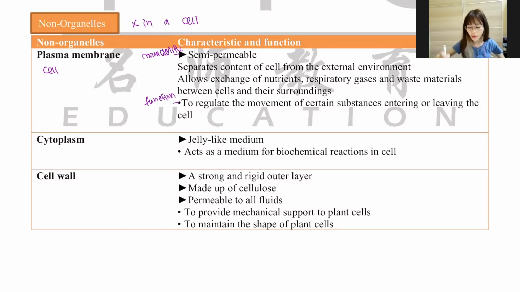It says plasma membrane, it is semi-permeable. What is the function of a cell membrane that you've learned previously? Cell membrane is to allow substances to move in and out of the cell, right? We call it a cell membrane. It's the same, guys. When it comes to biology, whatever you learn in your lower form, it must be completely the same.